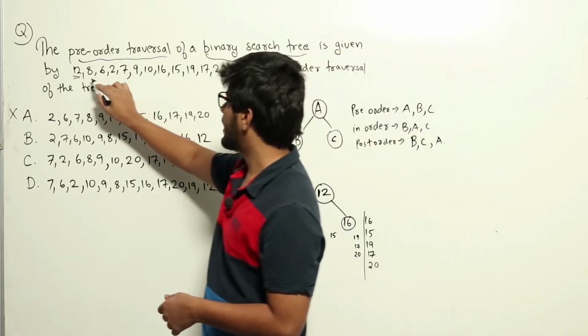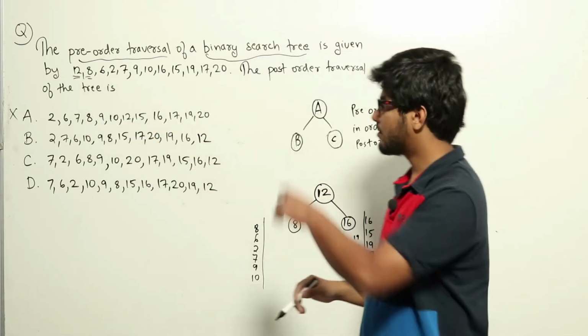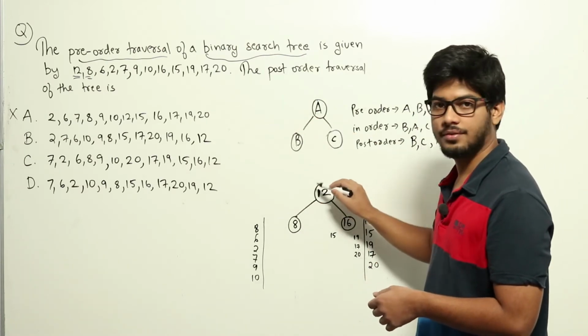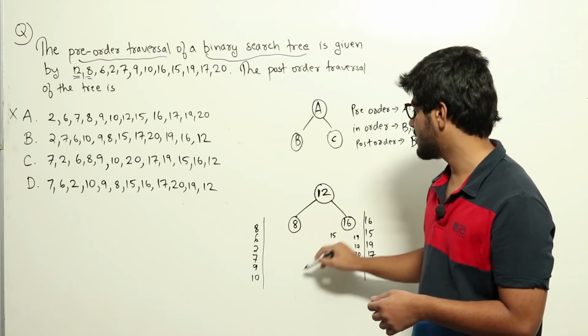Now if you look, 8 is the second number printed. So what does that mean? The first number printed will be the root node 12, and then we will go to the left subtree.